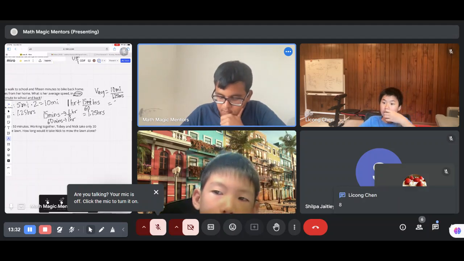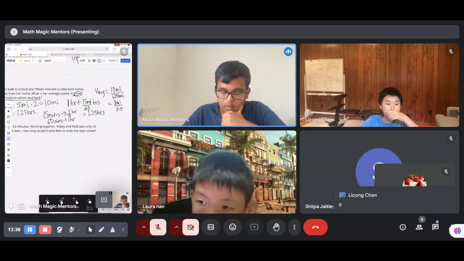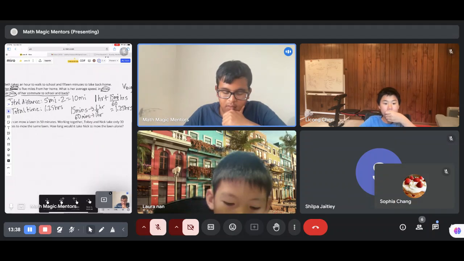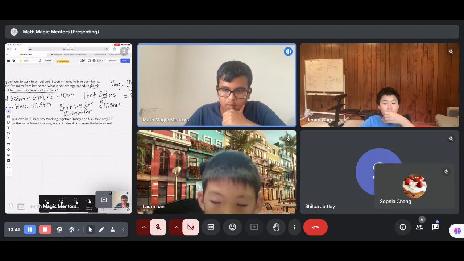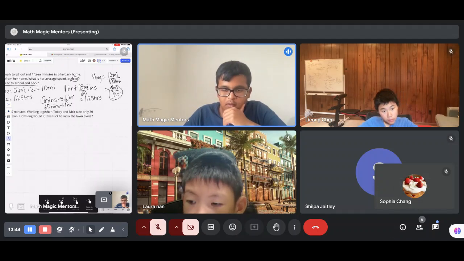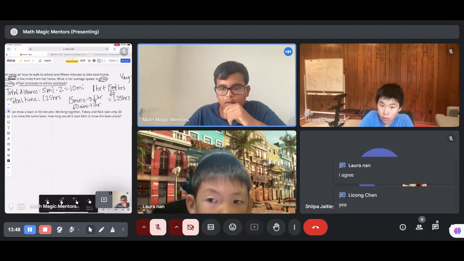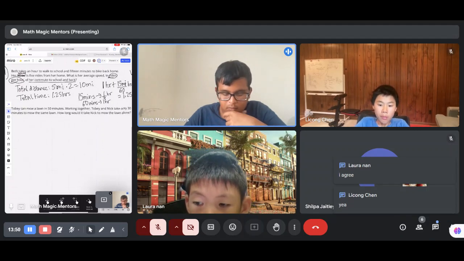Yeah, that's correct. So the average speed that Beth travels in her commute to school and back is 8 miles per hour. Did that make sense for everybody? Yeah, that makes sense. All right, that's cool.